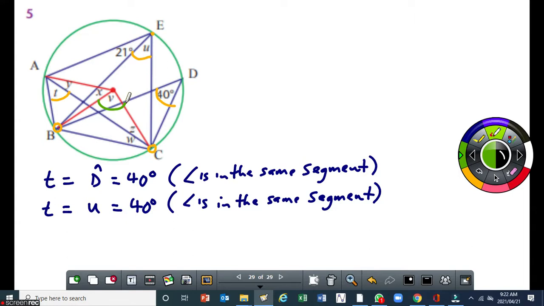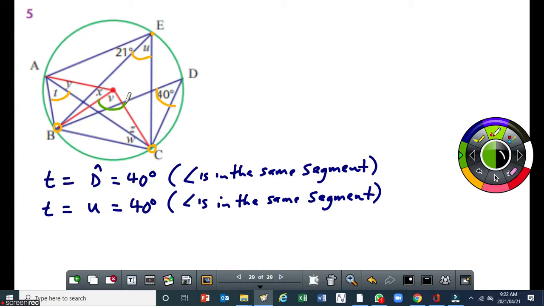Angle at the center is equal to 2 times the angle at the circumference. Okay? That's theorem 2. Both angles are subtended by the same chord, but angle V is at the center. Angle U is at the circumference. So angle V is 2 times angle U.